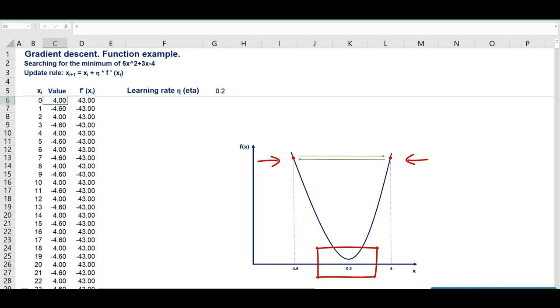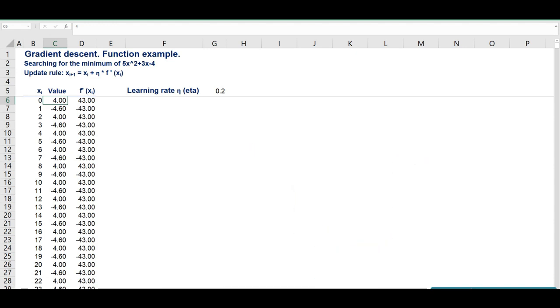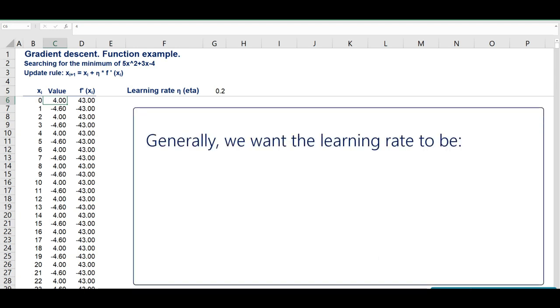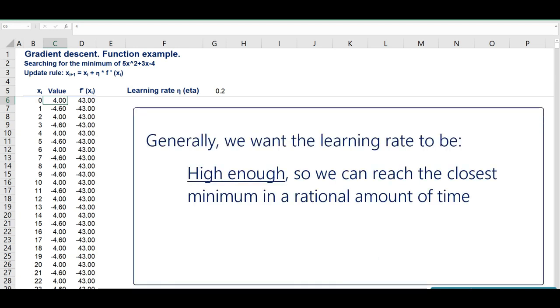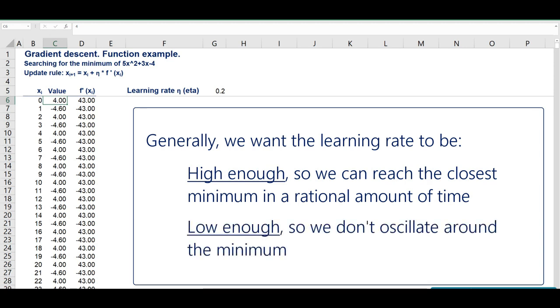Now that we have seen different learning rates and their performance, let's state this rule. Generally, we want the learning rate to be high enough so we can reach the closest minimum after repeating the operation in a rational amount of time. So, perhaps 0.001 was too small for this function. At the same time, we want eta to be low enough so we are sure we reach the minimum and don't oscillate around it, like in the case where we chose an eta of 0.2. In the sections in which we will study deep learning, we will discuss a few smarter techniques that would allow us to choose the right rate.